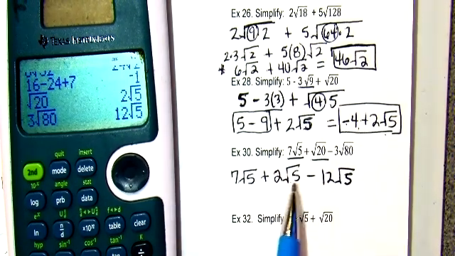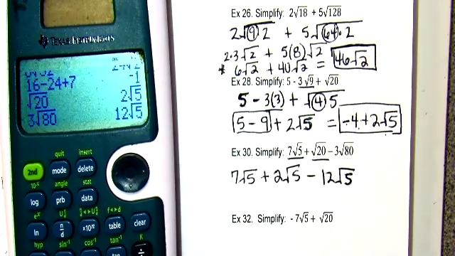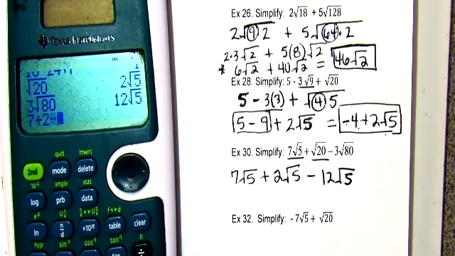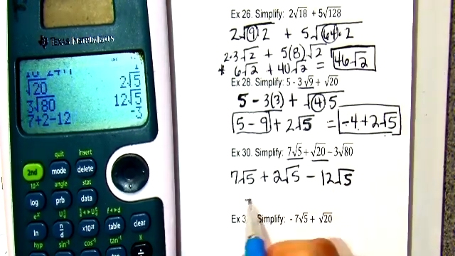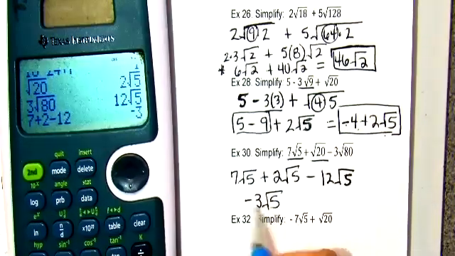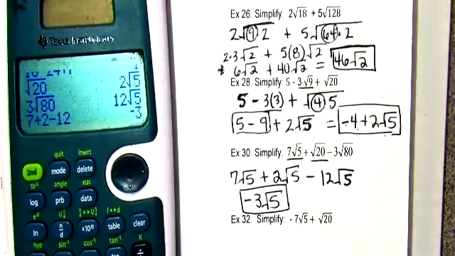Now we see that we have square roots that are the same. So you're just saying 7 plus 2 minus 12 is a negative 3. And then we keep the square root of 5 beside it.